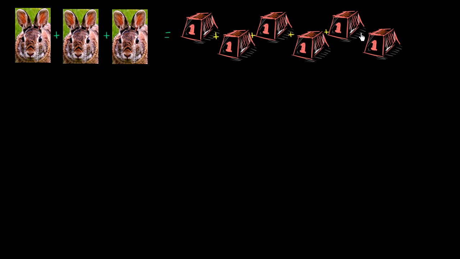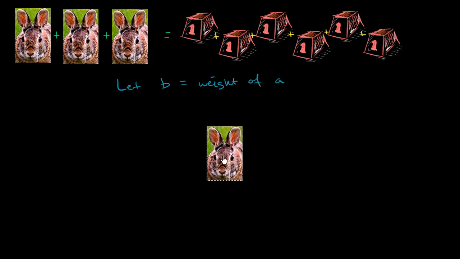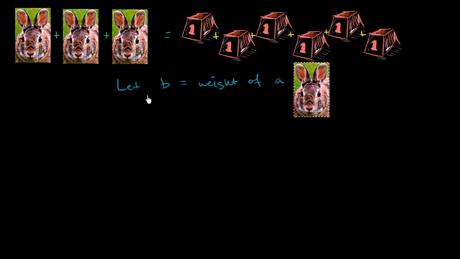So one thing I want you to think about is how can we represent what we just drew here? How can we represent it algebraically? And to give you a variable to work with, you could really say maybe W for weight, but I'll go with B. So let's let the variable B equal the weight of a bunny. So if we use B as the weight of a bunny, how can we represent this algebraically using this variable?